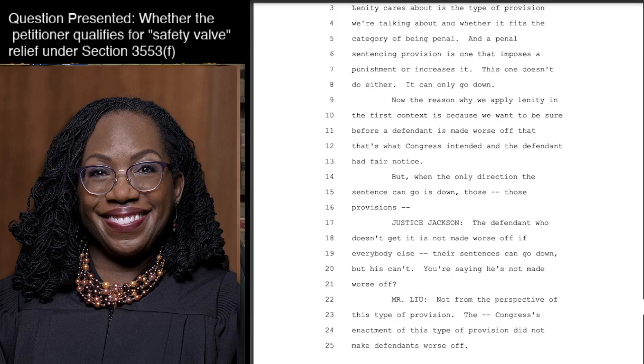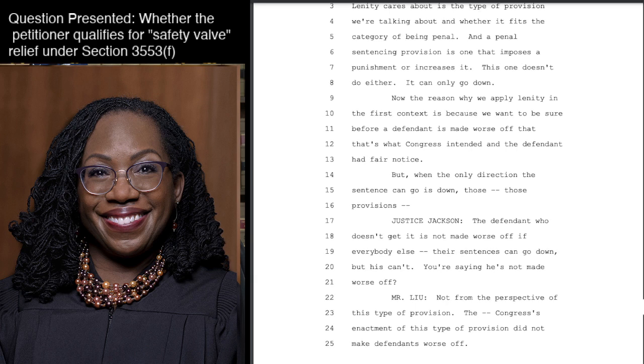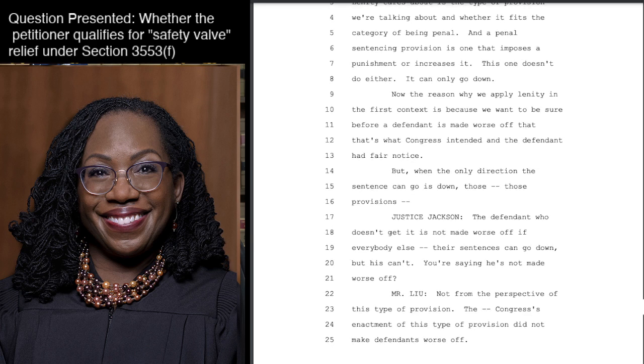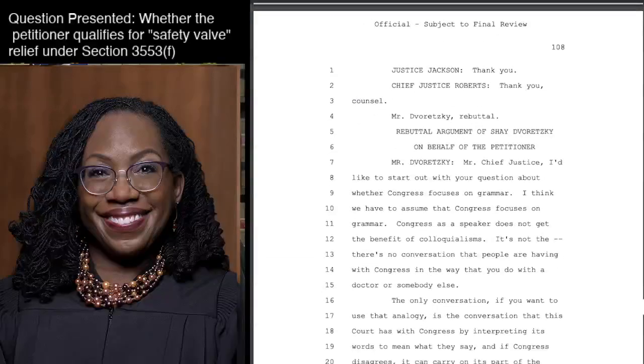You're saying he's not made worse off. Not from the perspective of this type of provision. Congress's enactment of this type of provision did not make defendants worse off.